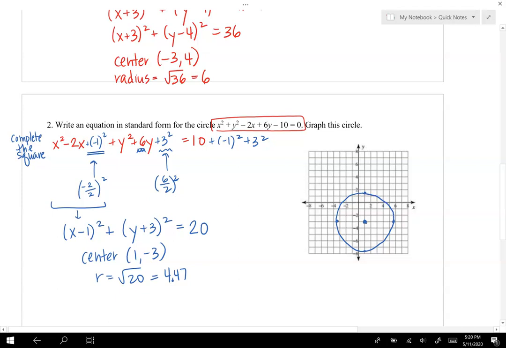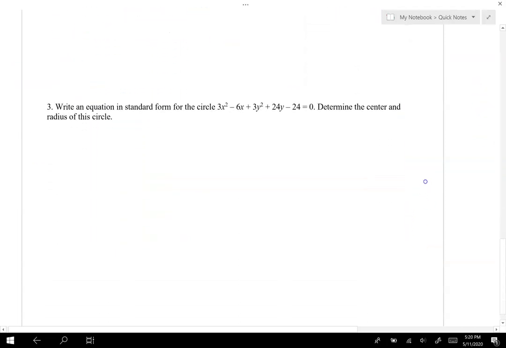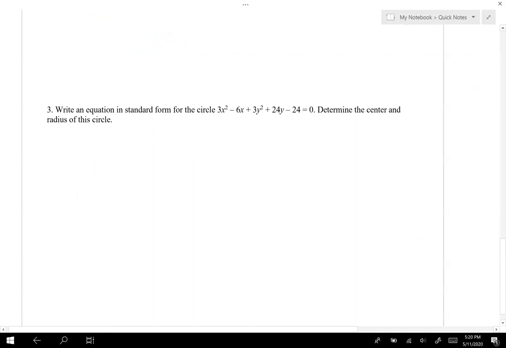All right. And then we've got one more. Now this one looks a little odd in that it's not just an x squared or y squared. Now luckily they both have 3's in front of them. So what I would do first when I see something like this is actually divide the 3's out. So that I now get x squared minus 2x plus y squared plus 8y minus 8 equals 0.